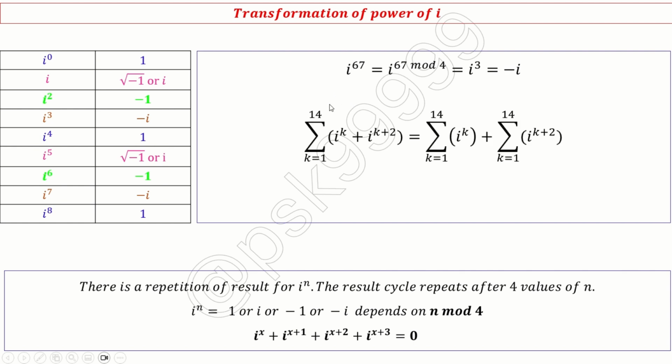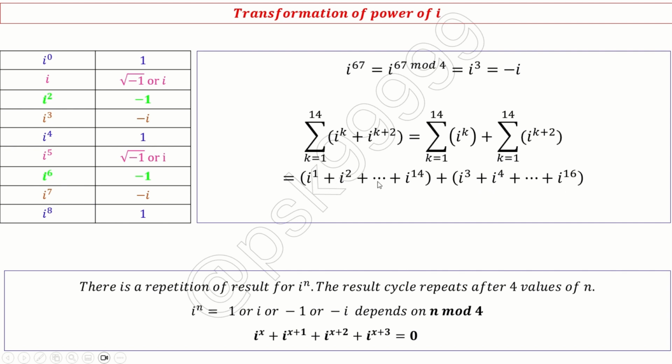Next, let's say you get a problem something like this: sigma of k equal to 1 to 14 of i to the power of k plus i to the power of k plus 2. You take the summation inside and it becomes sigma of k equal to 1 to 14 i to the power of k plus sigma of k equal to 1 to 14 i to the power of k plus 2. You expand this one. It becomes i to the power of 1 plus i to the power of 2 up to i to the power of 14. And the second one becomes i to the power of 3 plus i to the power of 4 up to i to the power of 16.